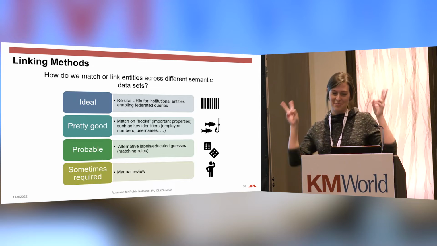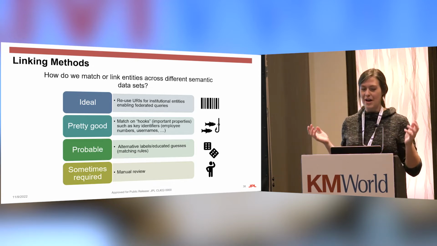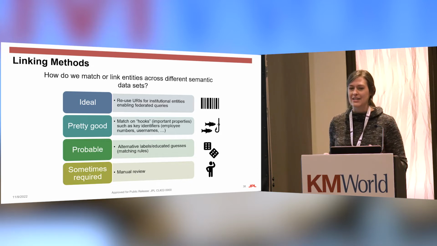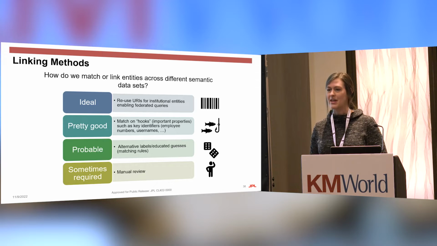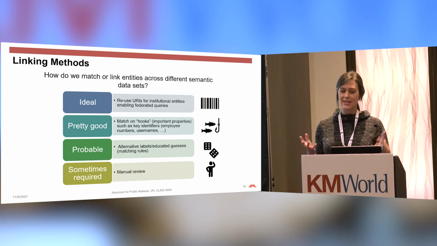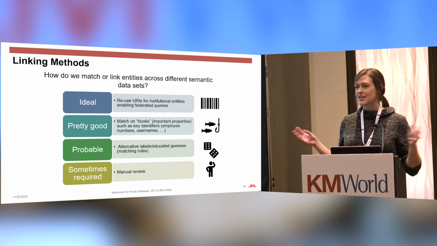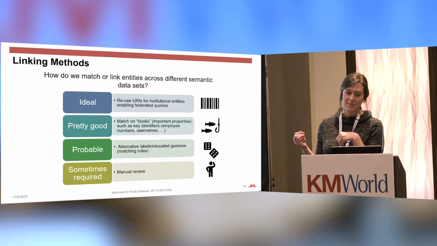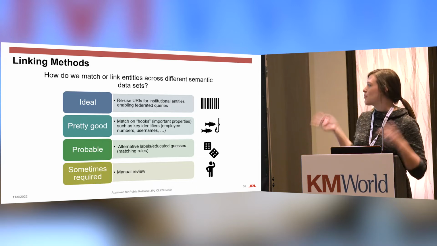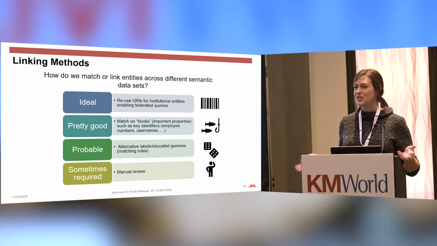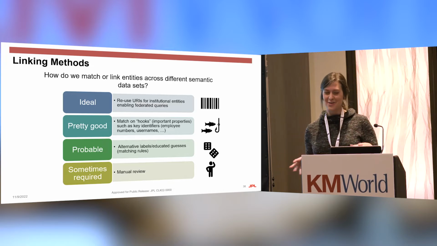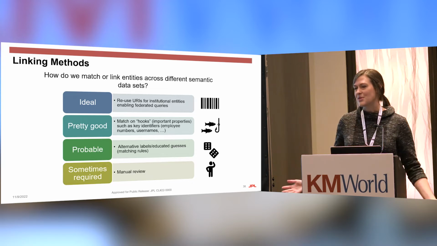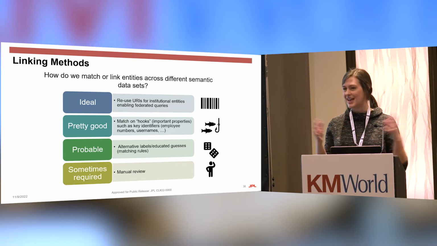Another option, what we're calling our pretty good technique here, is that you match on what we like to call hooks. So these would be things that are institutionally recognized identifiers like usernames for people, maybe location identifiers for rooms, things like that, where you might have two different data sets using two different URIs, but you've got some kind of attribute you can use to say pretty confidently these are the same thing. Then we have our probable technique, which you could probably call educated guesses. You're not 100% sure, but it's better than nothing. And then there's always manual review, which is sometimes required. You need a human being to go in and look and say, yes, these are the same thing.